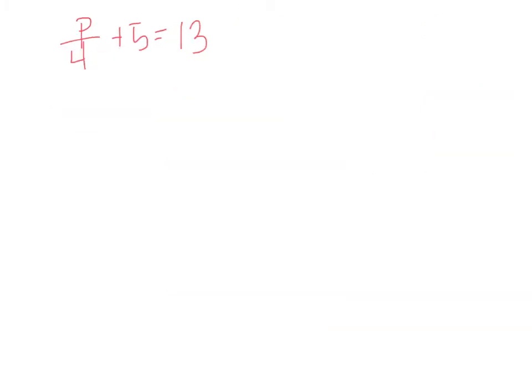Let's try this one. P over 4 plus 5 equals 13. I want you to pause it, and I want to see if you can figure out the first step of using inverse. Okay, what you should have done is, again, we're looking for that adding and subtracting, so we're going to add a negative 5 to both sides, because we want to get the P divided by 4 by itself. So by adding a negative 5, that 5 would cancel out. I'm going to bring P over 4 equals, and now I'm going to simplify 13 plus negative 5, which equals 8.